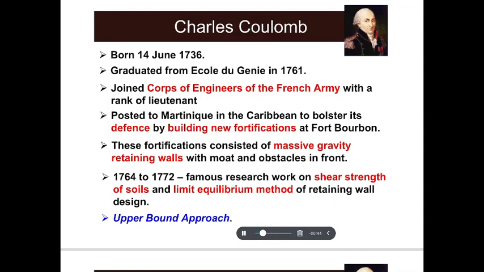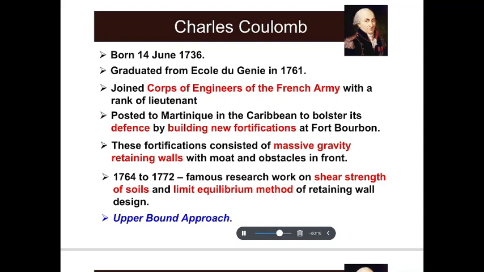Charles Coulomb was born on 14 June 1736. He graduated from École du Génie in 1761. He joined the Corps of Engineers of the French Army with the rank of lieutenant. He was then posted to Martinique in the Caribbean to bolster its defense by building new fortifications at Fort Bourbon. These fortifications consisted of massive gravity retaining walls with a moat and obstacles in front.